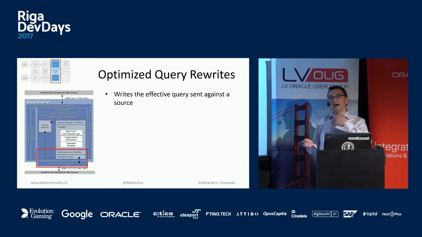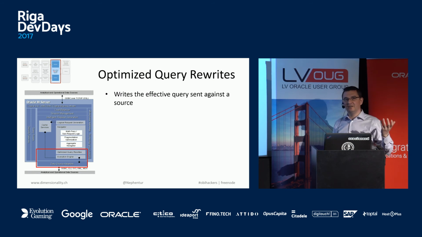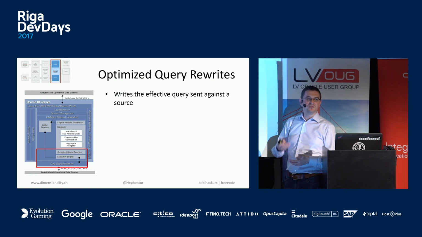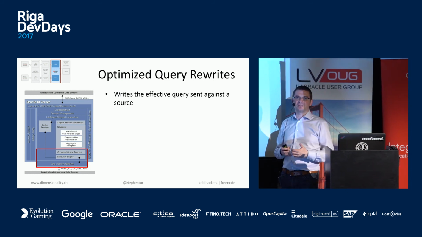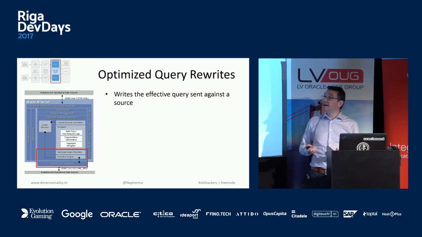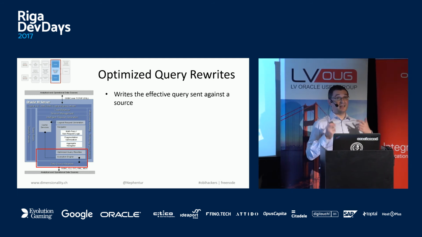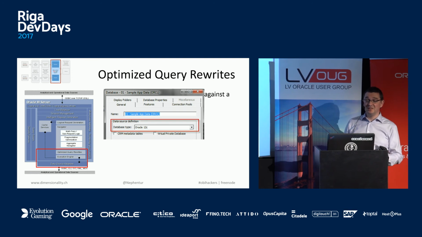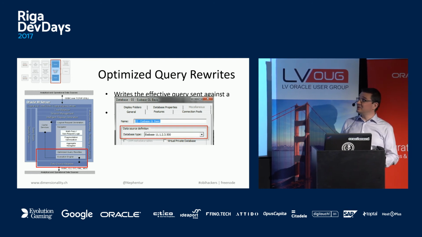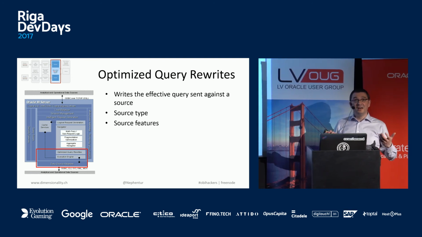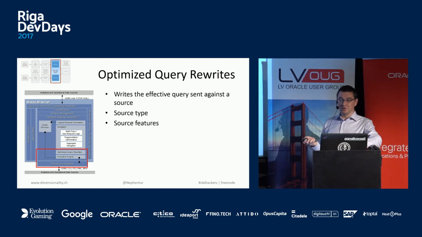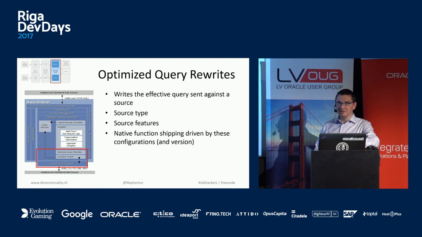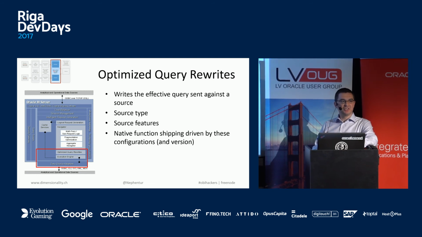So here we are now touching, finally, the physical layer of the RPD through the connection pool information, through the database features of those connections. The engine goes in and actually writes the query against the source, depending, obviously, on source type. As we've seen yesterday, there's a lot of those. I mean, just a couple of them. It also goes through the source features. And, very important, as much native function shipping as possible.